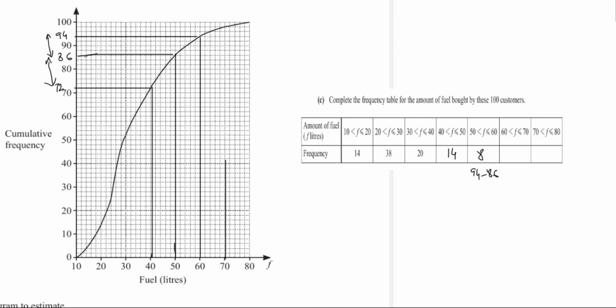Now you see here the 70 liter, the customer who bought 70 liter is the 98th customer, and the number of customers who bought 60 to 70 will be equal to 98 minus 94, that's equal to 4 customers. And the last is 70 to 80. Now the number of customers who bought 70 to 80 liter is 100 minus 98, which is 2. Therefore, this is 2, and this is the answer.